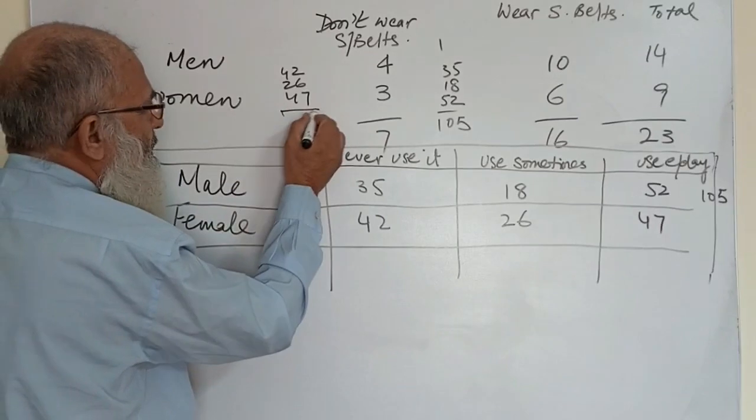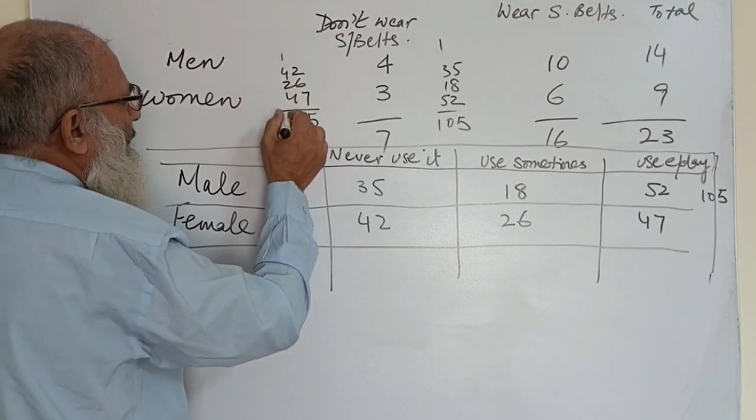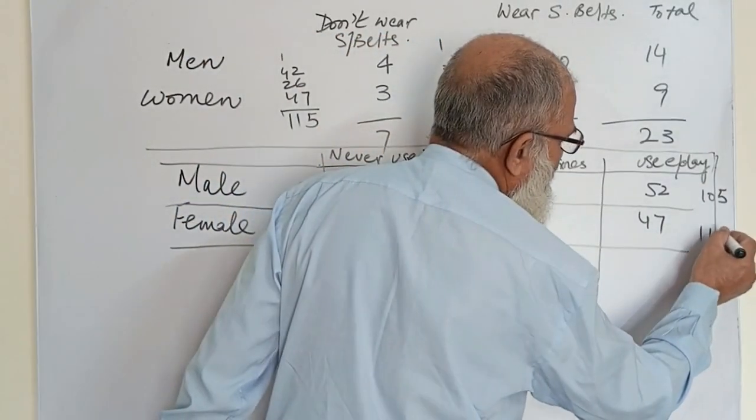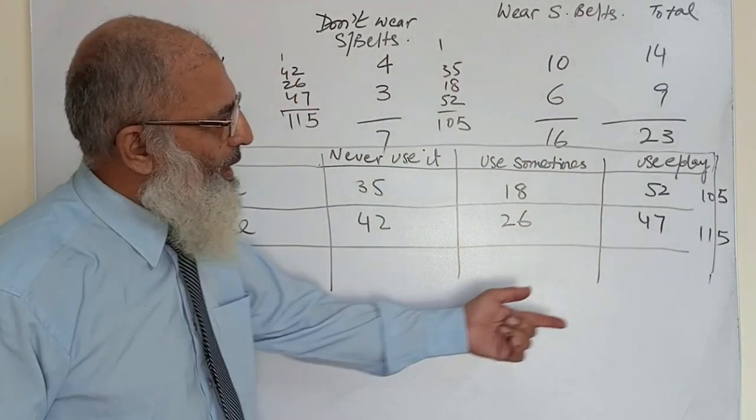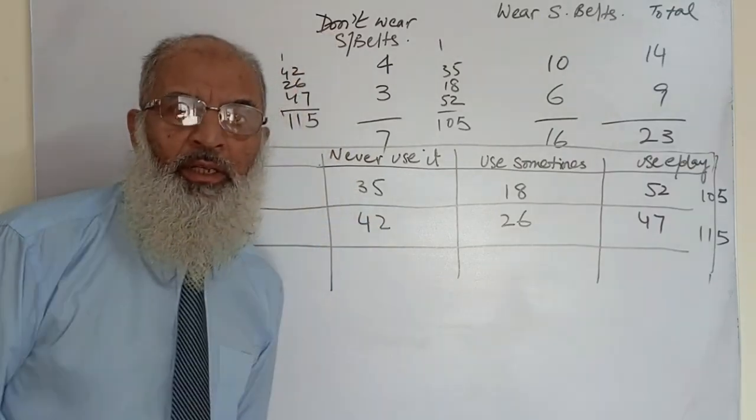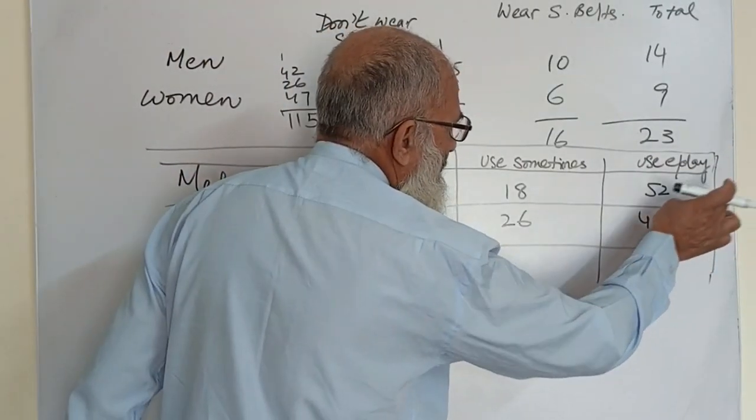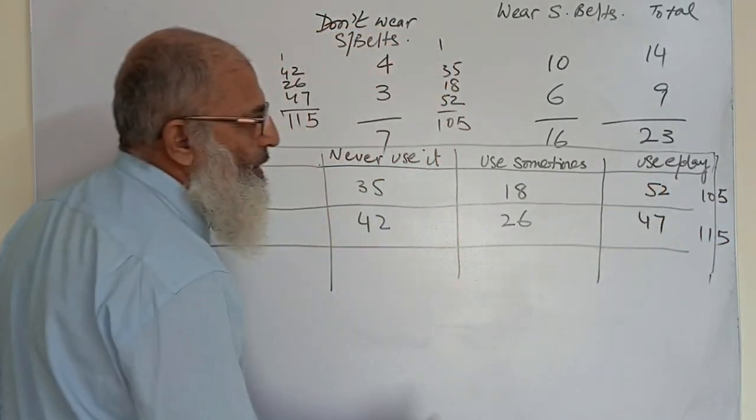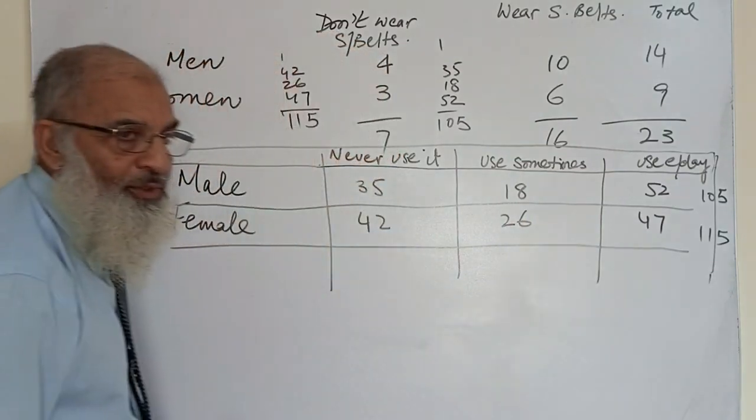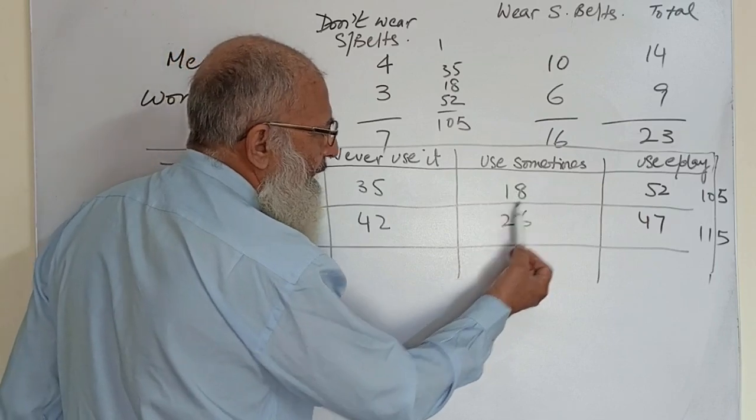Now these are 42, 26 and 47. It makes how many? 115. Now you see that 115 female students were surveyed and 105 male students were surveyed, in which 52 male students and 47 female students use it every day, and sometimes users are 18 and 26.